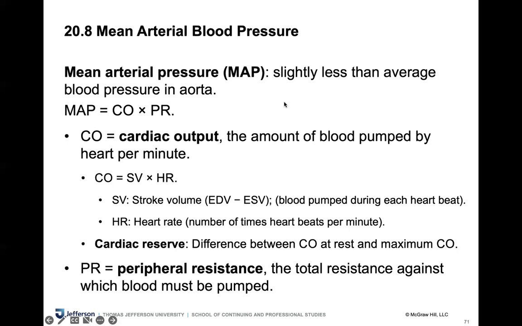Okay, so now we're going to talk about mean arterial blood pressure, or MAP. This is slightly less than average blood pressure in the aorta. The mean arterial pressure is the cardiac output, which is the amount of blood pumped by the heart per minute, times the peripheral resistance, which is the total resistance against which blood must be pumped, meaning the pressure that has to be achieved so that blood flow will move.